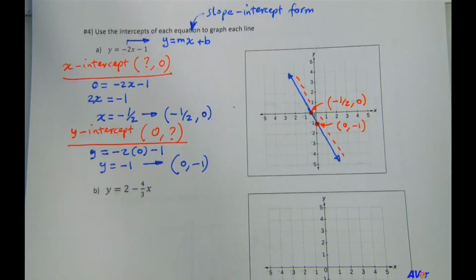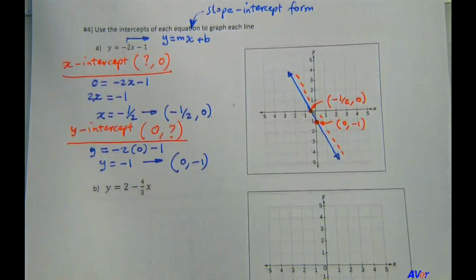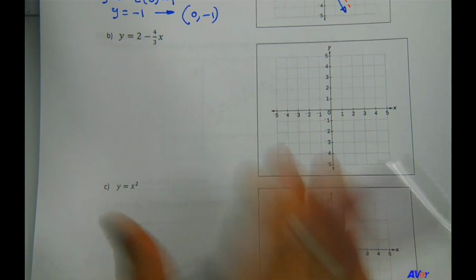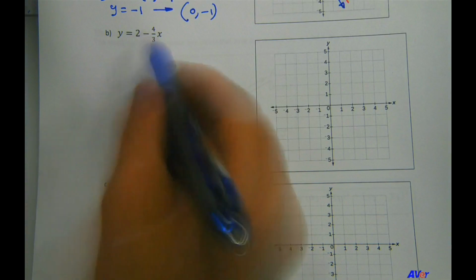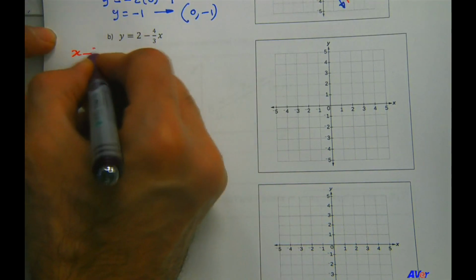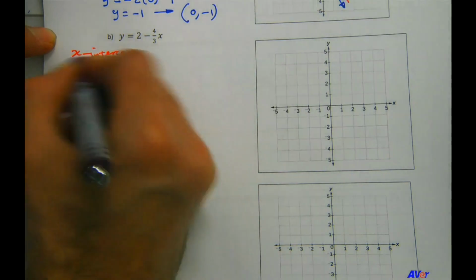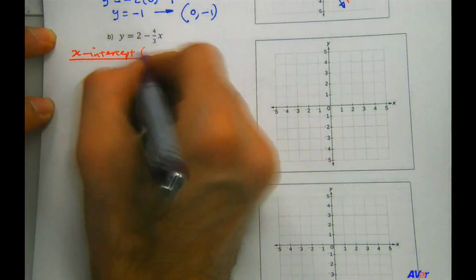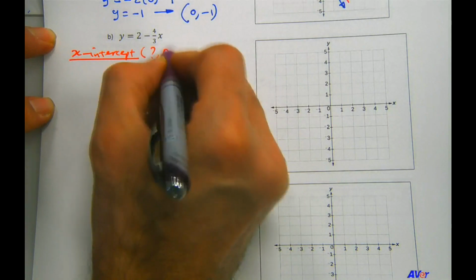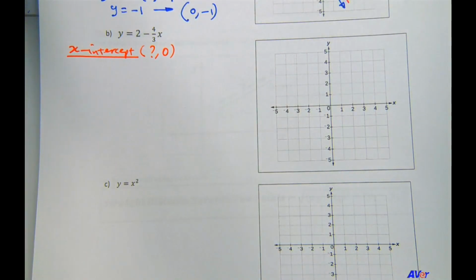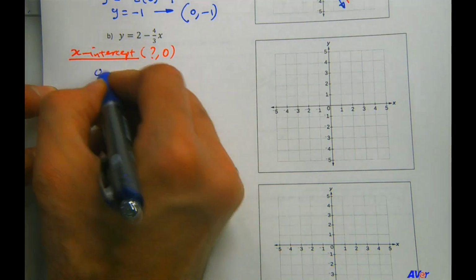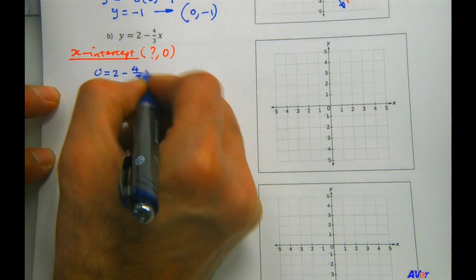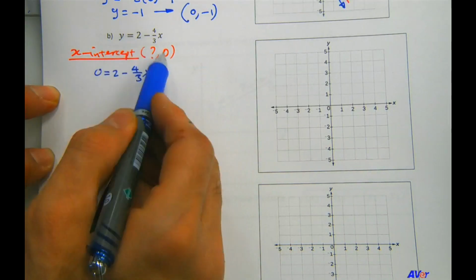All right, so part B. I'm hoping that you've done this on your own on a piece of scratch paper, and now you're checking it with my solution. So once again, let's use the x and y intercepts to find the graph of this line. X-intercept means that the y value is 0, and we need to look for the x value. So let's plug in. We have 0 equals 2 minus 4/3 x, right? I just plugged in 0 for y.